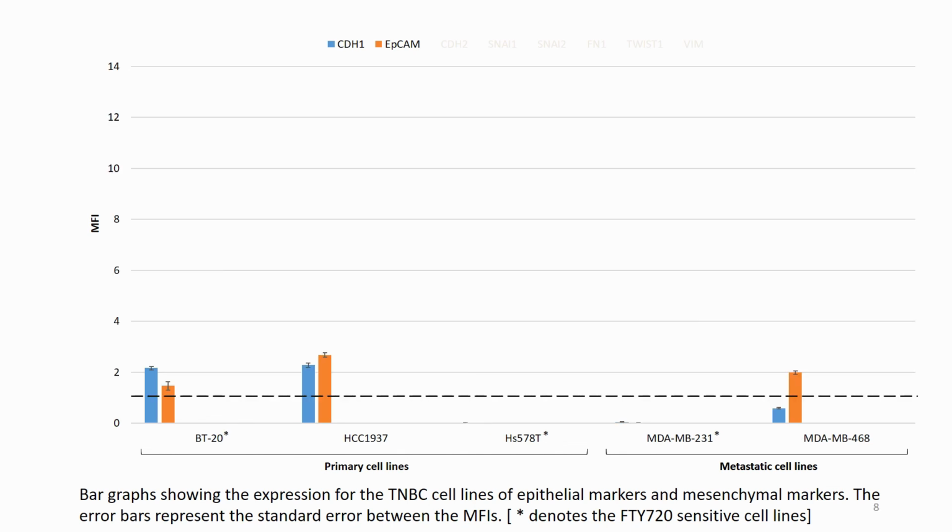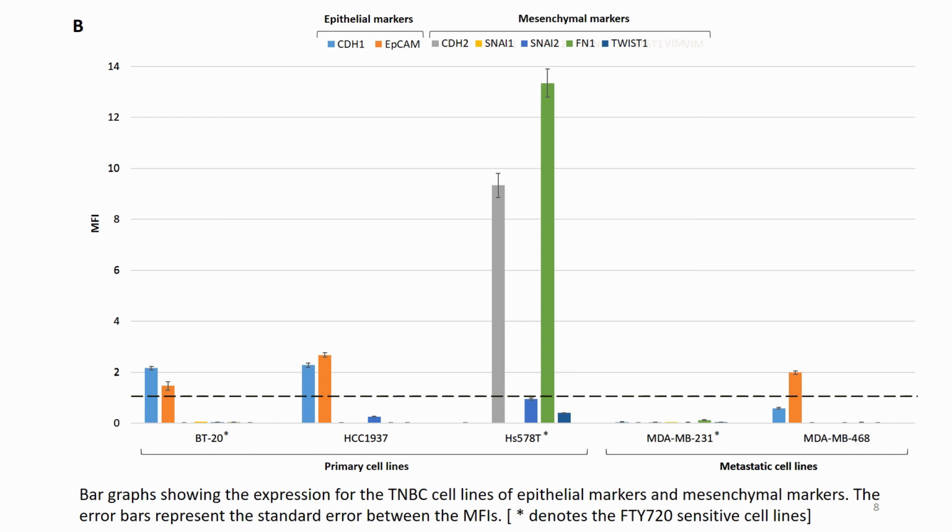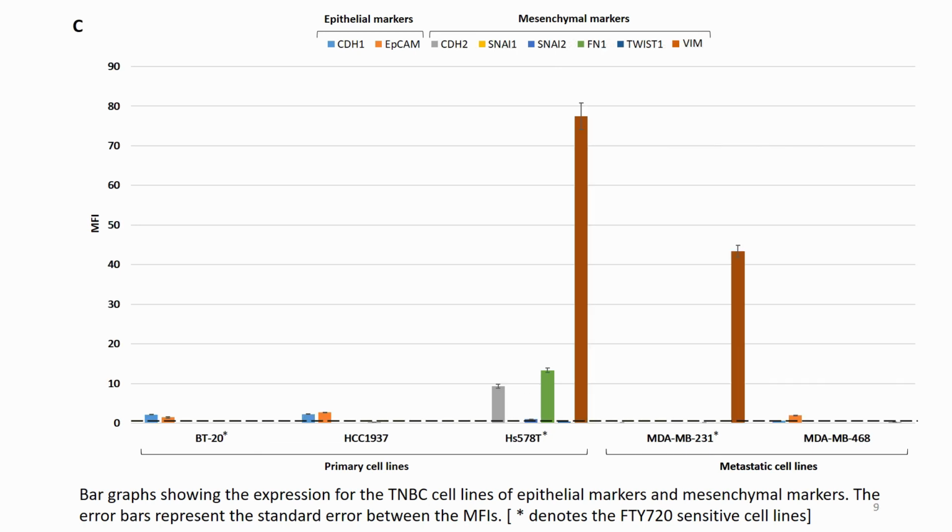Then we looked at the same graph, but now I'm extending the scale. Here, if we look at specific mesenchymal markers like N-cadherin, SNAI1, SNAI2, FN1, and Twist, you can see that this now shows up as a mesenchymal marker cell line, and that is sensitive to FTY720. When we look at vimentin, which is another mesenchymal marker, you see that this is positive for vimentin. So this is always the same, but we are scaling it up to see the markers.